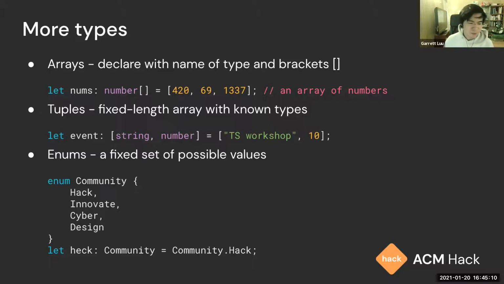So for example, the different ACM communities, right? Hack, Innovate, Cyber, Design. And you can define a variable to be of type community, and then define it as an element of this. This is just used if you have different options to pick from.